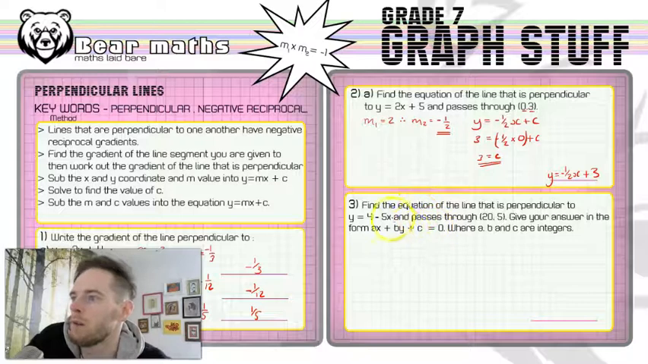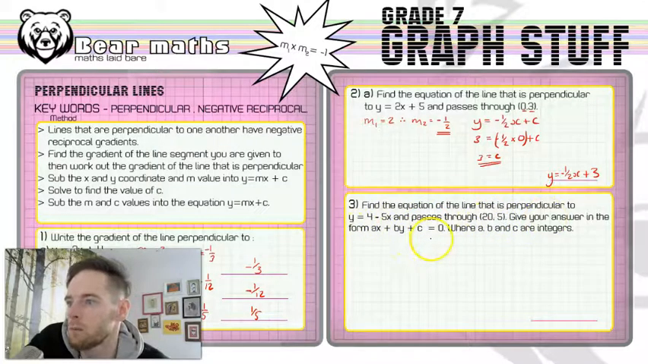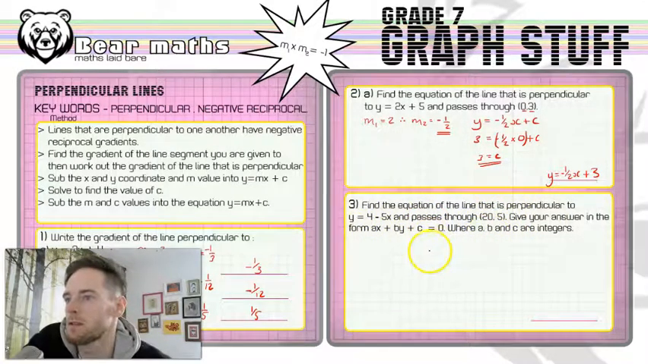Most complicated one. So find the equation of a line that's perpendicular to this equation here, passes through this particular point, and give your answer in this particular format, where a, b and c are integers. So that is slightly more complicated because there's more stuff going on, but it starts off the same way.